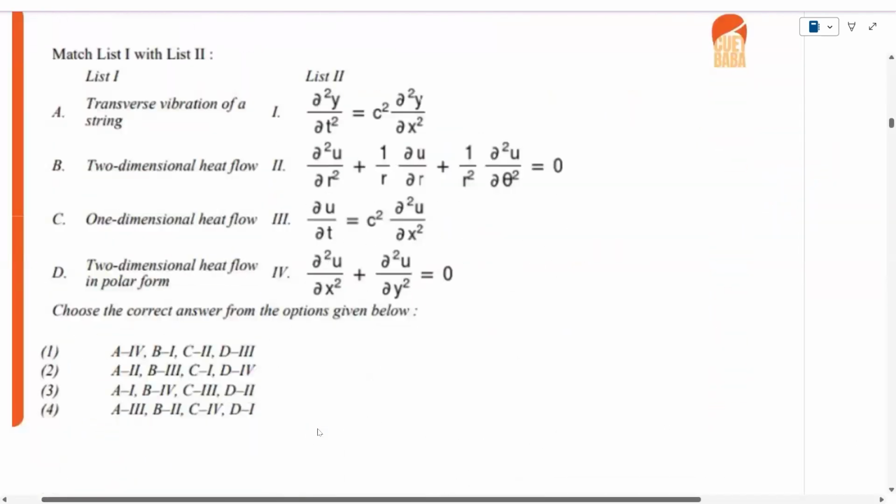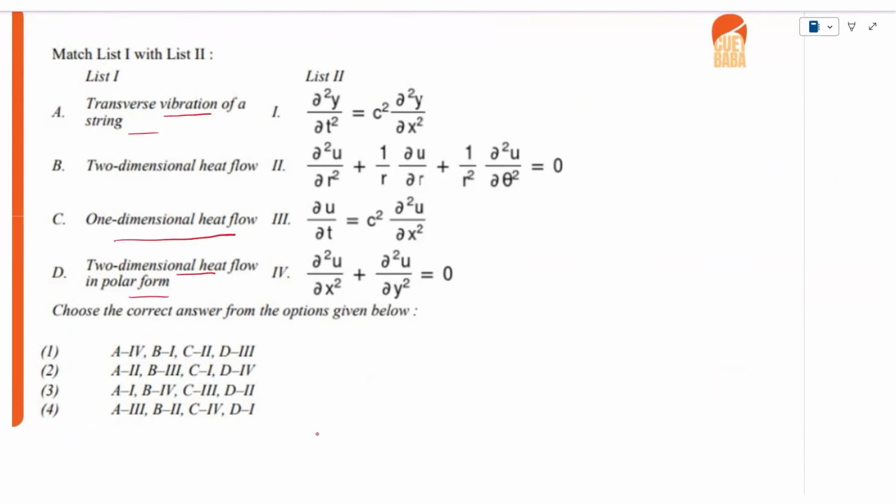Now here we have to match the differential equation. So for transverse wave of a spring, one-dimensional heat flow, and two-dimensional heat flow, right? Two-dimensional heat flow in polar form, right? So in polar form, the second answer for D is correct. So D second, that means the third one is the correct answer option.